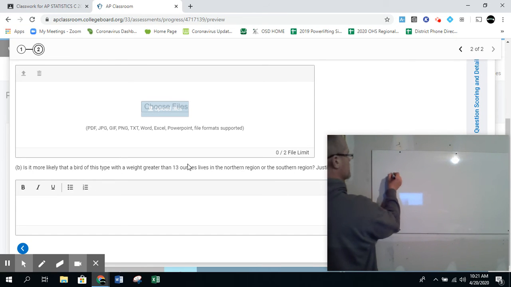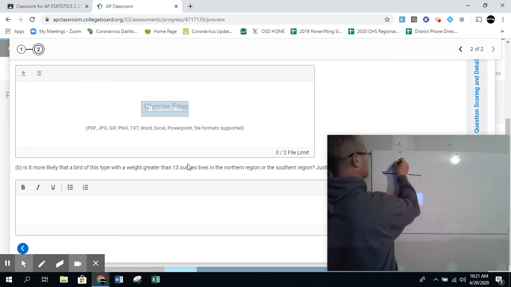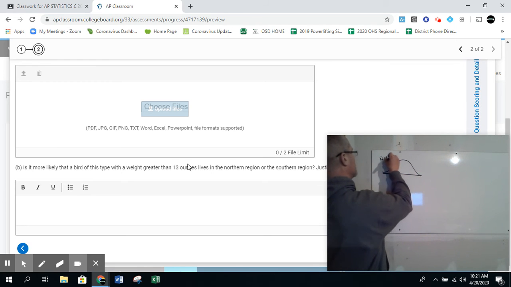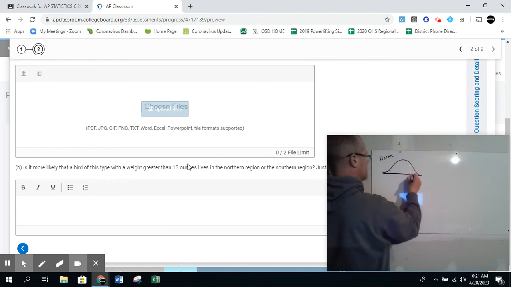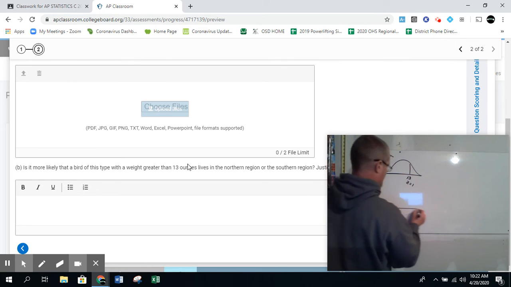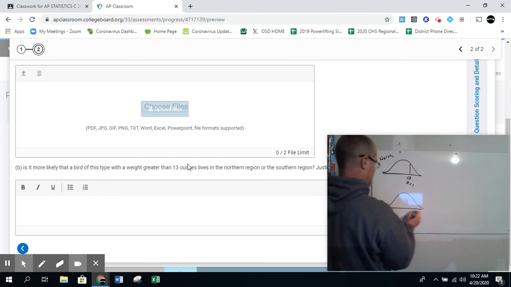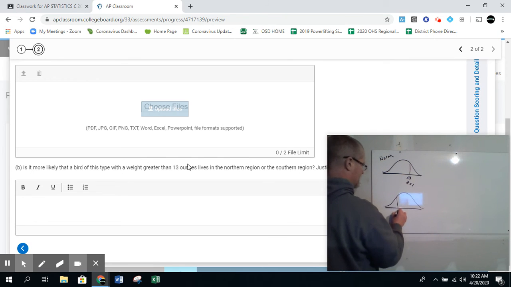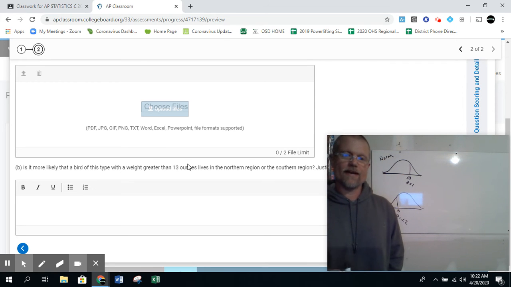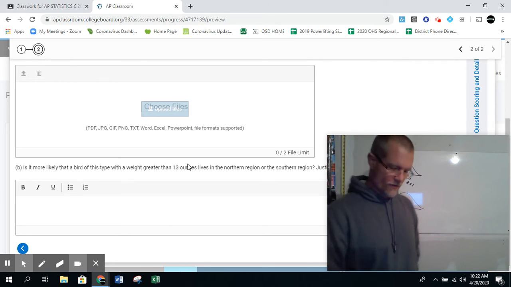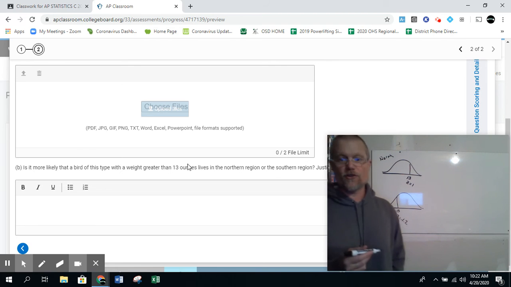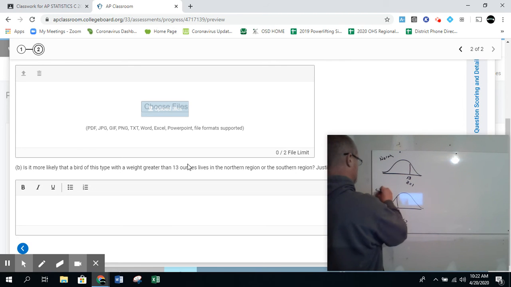so in one distribution, in the north, 13 ounces lived up here with a z-score equal to 1. And in the south, 13 ounces lived down here with a z-score equal to negative 1.2. Now, some of you missed, I think a lot of us missed the fact that it was greater than 13 ounces. Where does greater than 13 ounces live? So how's your justification going to be?